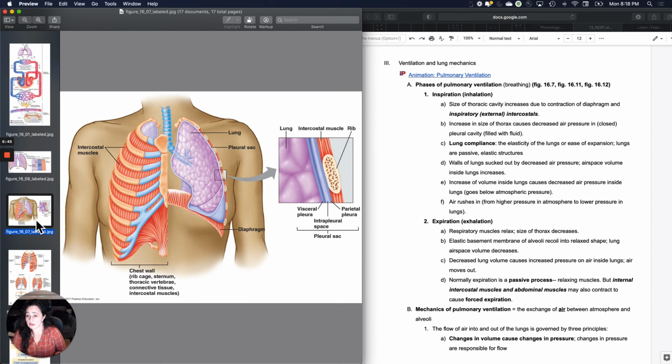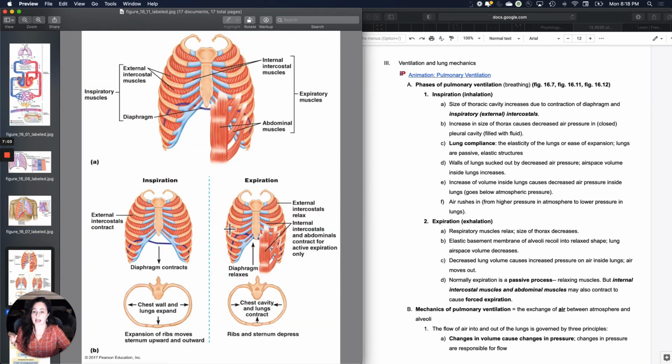Expiration, just to give you an intro to expiration, really all it is is squishing the container a little bit so that the pressure increases. And as soon as the pressure increases above atmospheric pressure, then air moves out. Okay. So because air, again, moves from high pressure to low pressure. And all you do to make that happen is relax the diaphragm. That decreases the size of the thoracic cavity. And usually it's just relaxing the external intercostal muscles. That's passive exhalation. And when you do that, air will move out. Normally, expiration is a passive process.